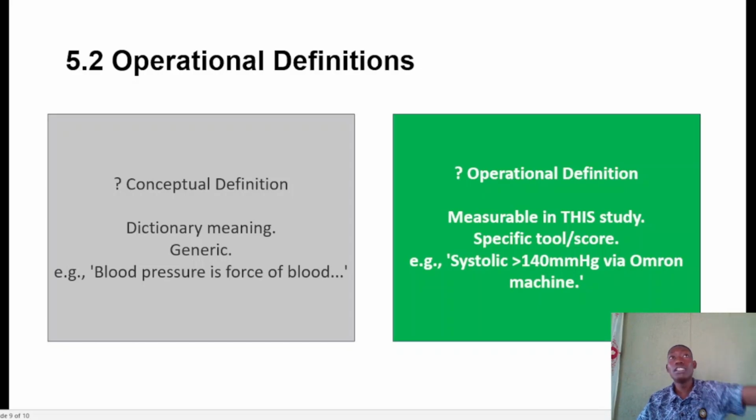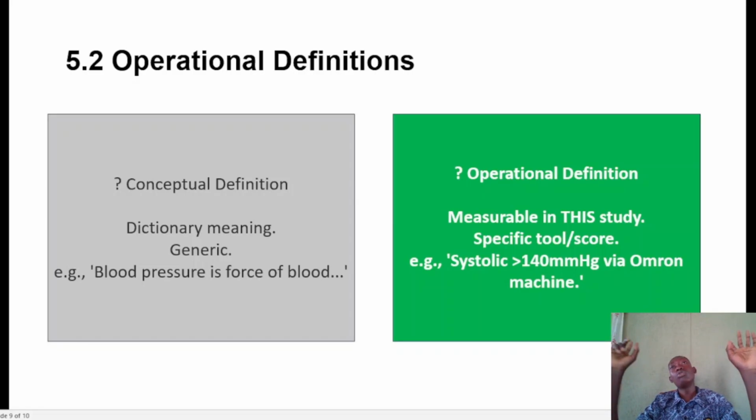You don't just pick terms in your topic, let me pick this, let me pick that. No, it doesn't work like that. So you look for the things that are measurable in this study and you tell us in your operational definition of terms. For example, this high blood pressure definition meaning may be the force of circulating blood against the walls of your arteries, like that. But your operational definition will now be a systolic reading above 140 millimeters of mercury as measured by a digital sphygmomanometer. You get? That is your operational definition.